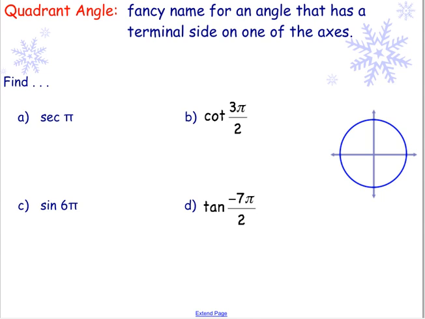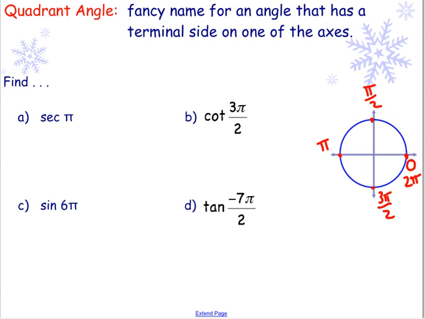Quadrant angles. That's just a fancy name for angles that are on the axis. So what they're talking about is like 0 to pi would be right here. Up here, this is pi over 2. Over here is pi. And down here is 3 pi over 2. Those are quadrant angles. And that's it. I mean, there's really nothing crazy about it.